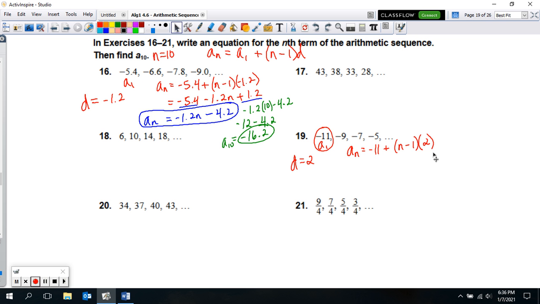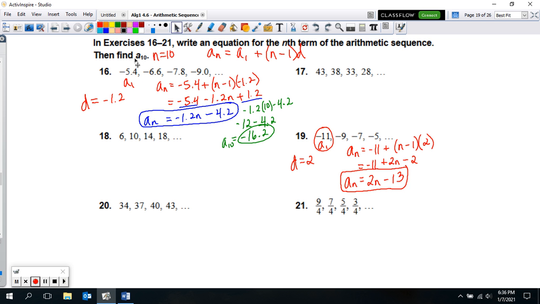And so now I'm just going to clean this up, multiply, distribute the 2 into n minus 1. So we're going to have negative 11, and then it's going to be 2n, and then it's minus 2. And again, we're going to combine these two like terms, negative 11, negative 2. We add and keep it negative. And so we're going to have our a of n is equal to 2n minus 13. So that's like our slope is our 2, and our negative 13 is our y-intercept.